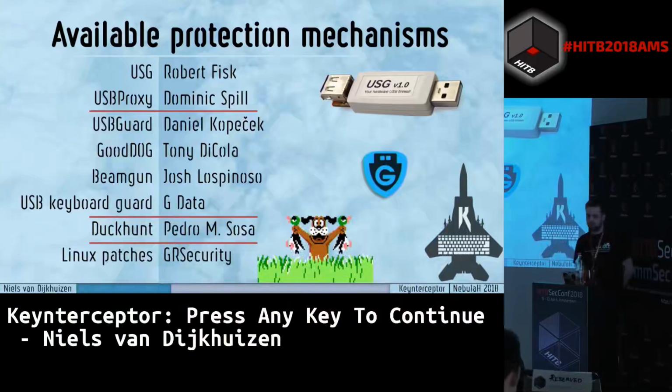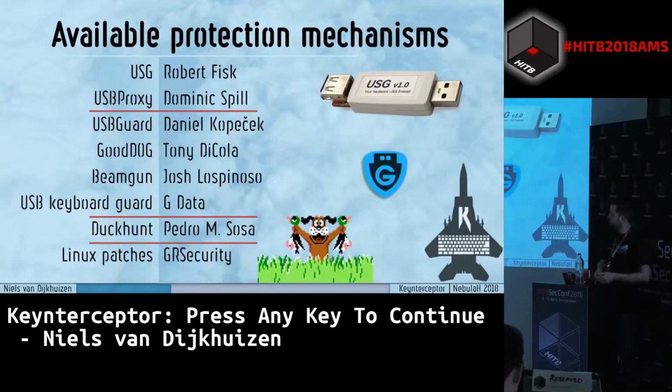Then there's USBProxy from Dominic Spill. It's a bit faster than the USG. The USG is very slow. It's really like less than USB 1 speeds. So I think it's even noticeable if you connect a keyboard. It's even noticeable when you type. So it's really too slow.